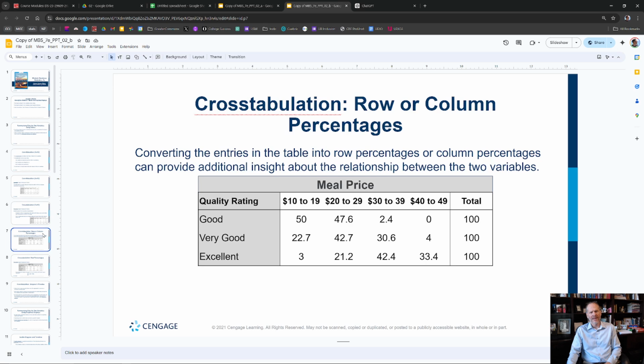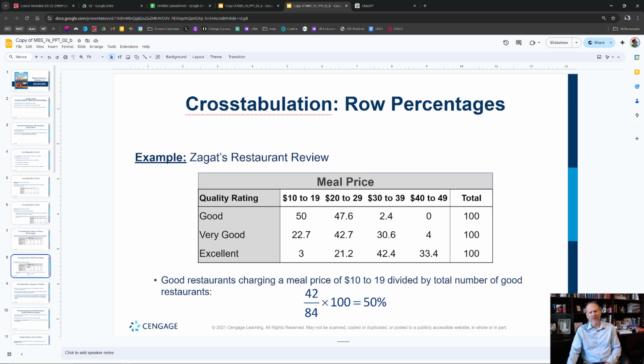And then here is percentages, right? So row and column percentages. So 50%, 47.6, and 2.4 of the restaurants that were good fell into these classes for prices. And then of excellent, right, there was 3% that were in this price range, which were excellent, but 42% were in this price range and were excellent. So that's looking at it that way.